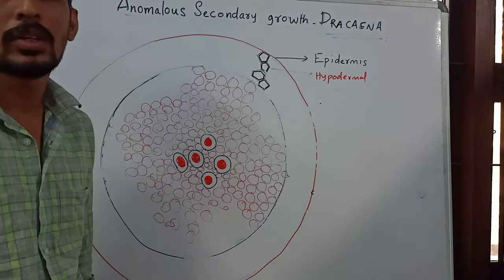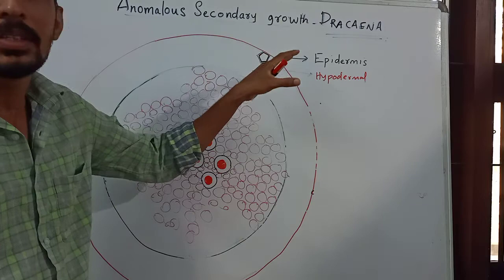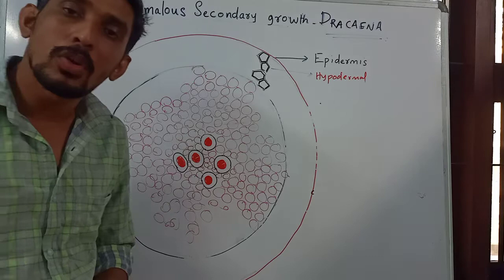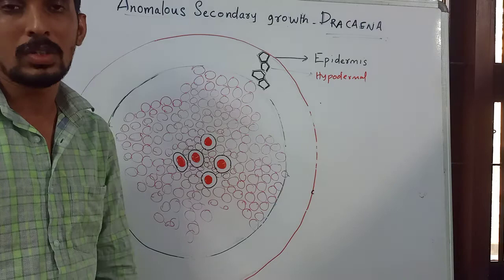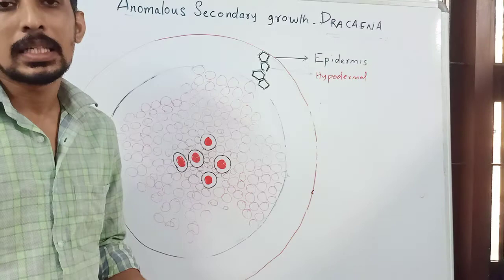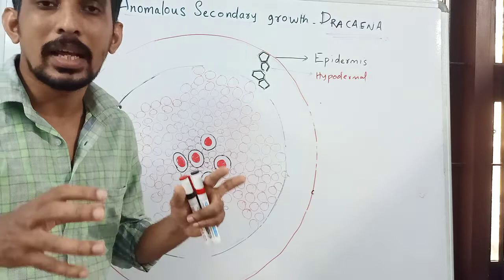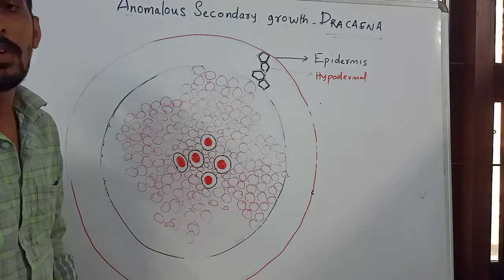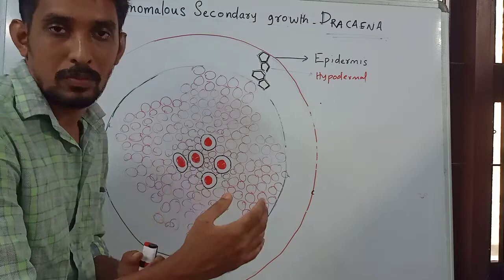In this video class, I am going to explain the topic anomalous secondary thickening in the stem of Dracaena plant. Actually, we know that Dracaena is a monocot plant, belongs to the family Liliaceae. And we know that in case of monocot, increase in girth, that is secondary thickness, is completely absent, because their primary vascular bundle, that is primary xylem and primary phloem, does not possess a vascular cambium. So, in case of Dracaena, even though it is a monocot, the stem performs a peculiar type of secondary growth. That secondary growth is called anomalous secondary growth.